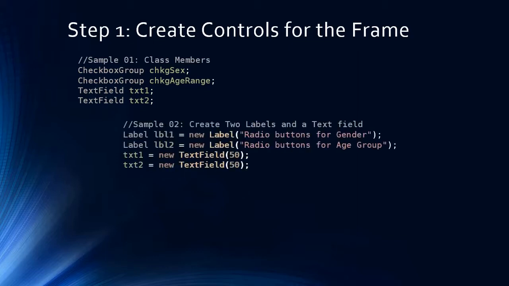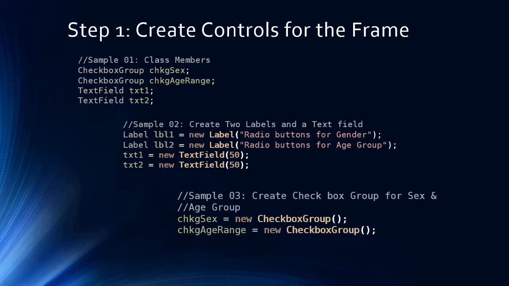After that, we create two labels. We already saw that. After creating those two labels, we create two text fields with a width of 50. That means it's a character width. It can hold 50 characters.